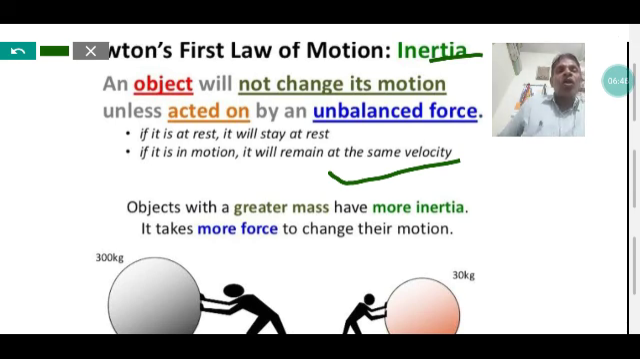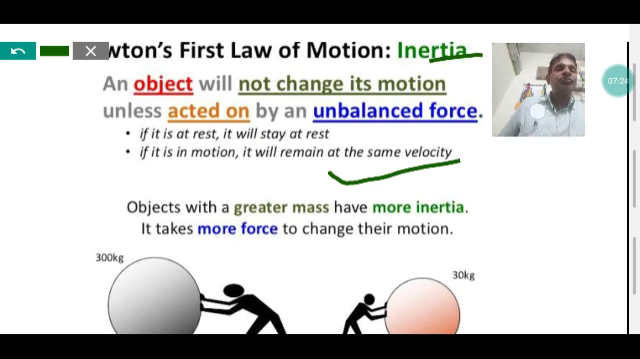Now look here. How is inertia measured? Object with greater mass. Here are two massive objects: a 300 kg ball here and a 30 kg ball here. Obviously the 300 kg ball has more mass than the 30 kg ball. So it has greater mass, and it requires more force to move the ball, due to more inertia of rest. So we can say that mass is the measure of inertia, whether it is at rest, in motion, or in direction.